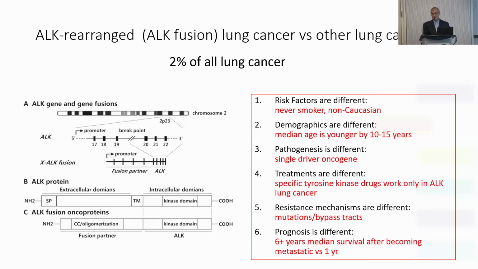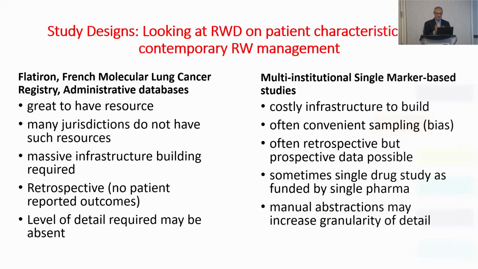And the prognosis is different because unlike a median overall survival of about 14 to 16 months, a median overall survival from the date of metastatic diagnosis in ALK is 6+ years. So you can see very, very different in its nature. So you can't compare apples and oranges in this case. So where do you look for some of this data?